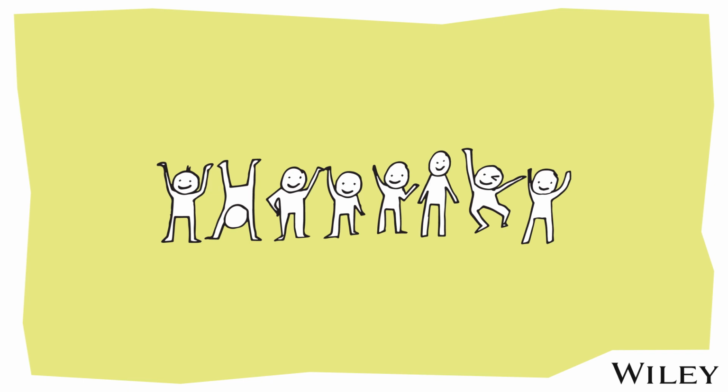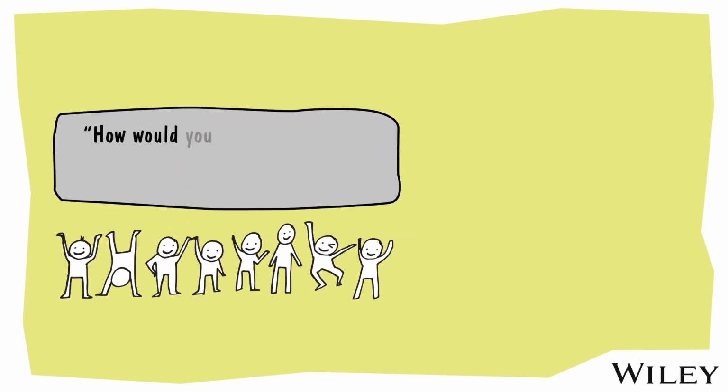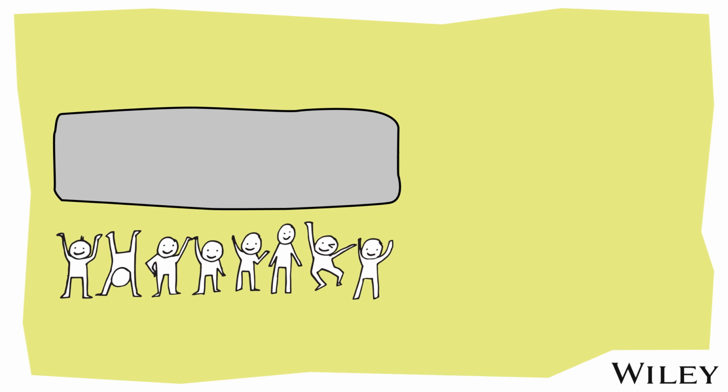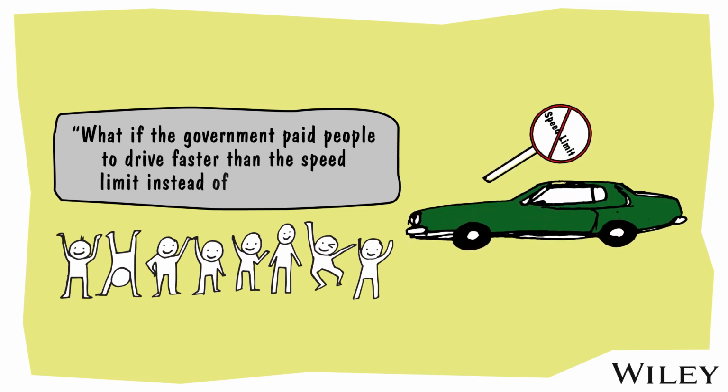For example, when people are brainstorming ways to speed up car trips in a crowded city, the facilitator might ask how they would solve the problem in a world where people had springs instead of feet. Or she might ask, what if the government paid people to drive faster than the limit instead of fining them?